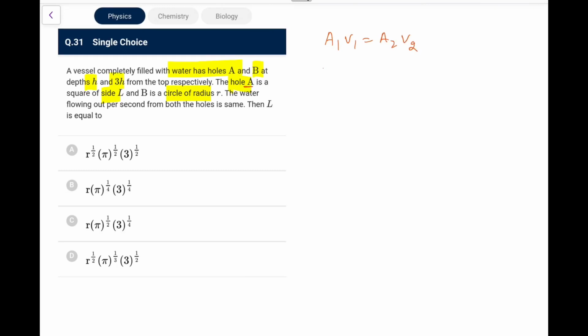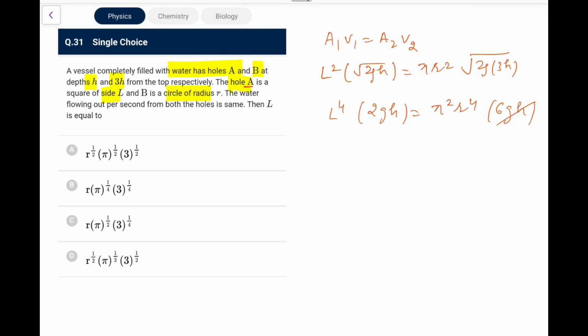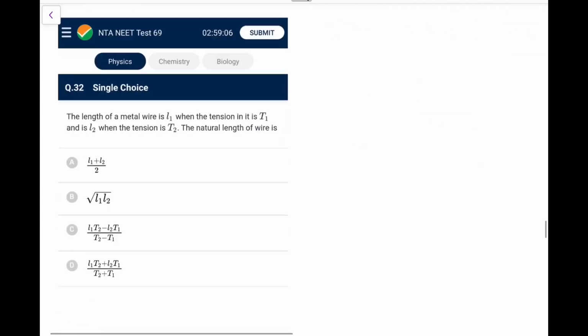So for the first one, hole A, area would be L square, velocity would be root 2gh. For the second one, it would be pi r square, and the velocity would be root 2g into 3h. So what you need is L equal to. Let's say L to the power 4 times 2gh, squaring both sides, equals pi square r to the power 4 times 6gh. So gh goes, so L to the power 4 is pi square r to the power 4 into 3. So L would be 3 to the power 1 by 4 pi to the power 2 by 4 r to the power 1. So we get r root pi times 3 to the power 1 by 4, go for option C. Next one.